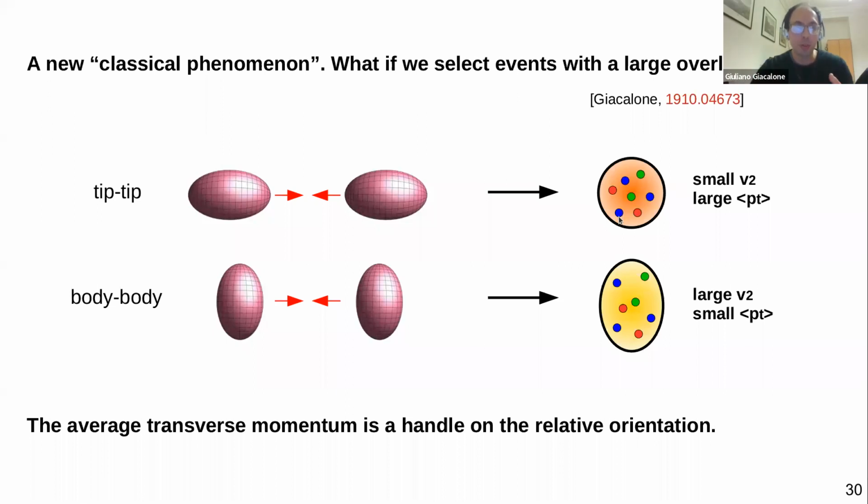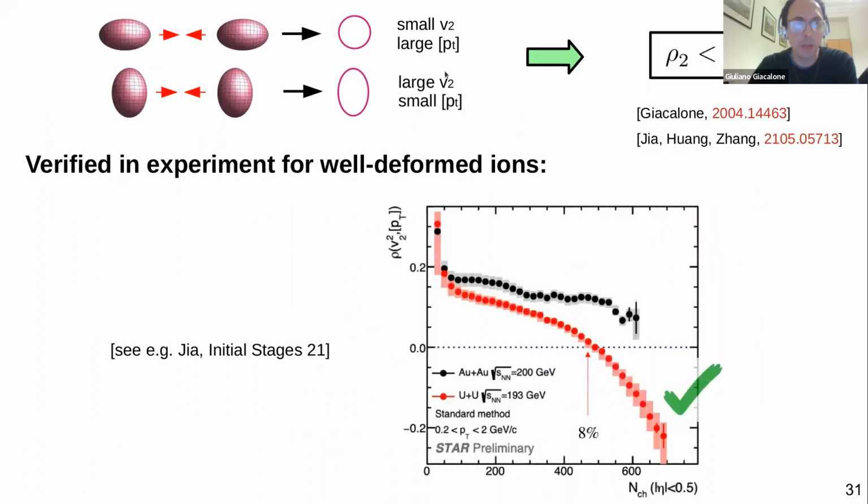At the same time, you are looking at collisions at fixed multiplicity. This one has more density than this one because it's contained in a small volume, which means that it has a larger mean pT and a smaller mean pT for the other. So these 2 quantities, V2 and mean pT, allow you to somehow control the relative orientation of the colliding ions. You can see this experimentally by studying V2 and mean pT correlations. For a small V2, you expect a large mean pT. For a large V2, you expect a small mean pT. So there is a negative correlation between these 2 quantities, which is then observed experimentally.